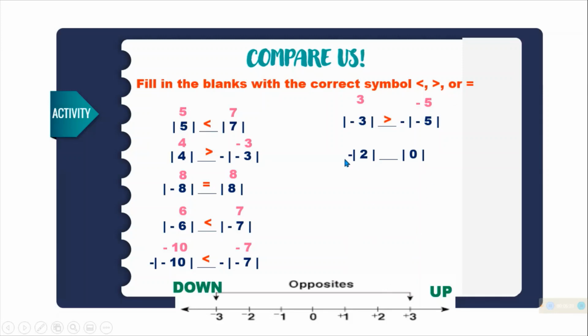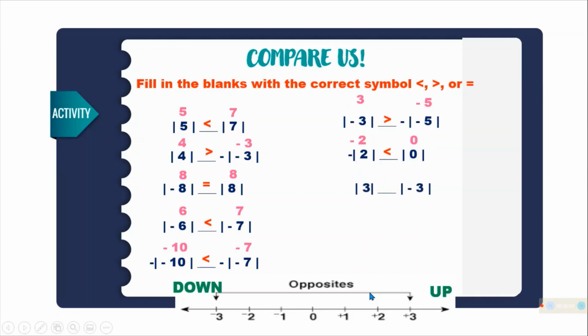Then the next one, may negative sa labas. Then the absolute value of positive 2 is 2. Since may negative, nadagdagan natin sa negative. So the final answer is negative 2. Then the absolute value of 0 is 0. Ang 0, walang negative, walang positive. Then the answer is less than. Since negative siya, mas mababa siya kaysa kay 0.